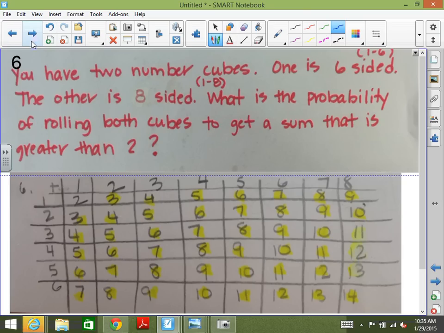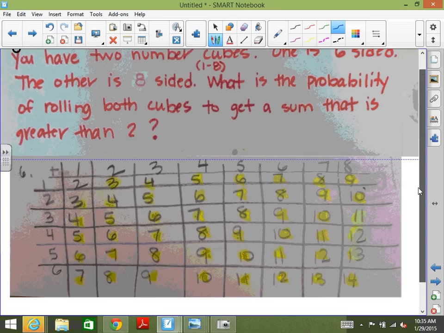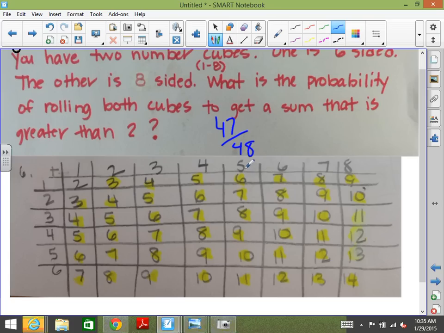All right, number 6. We're looking for greater than 2. My chart's on the screen. What did you get? 47 out of 48. Yes, good job. Almost all of them. Yep.